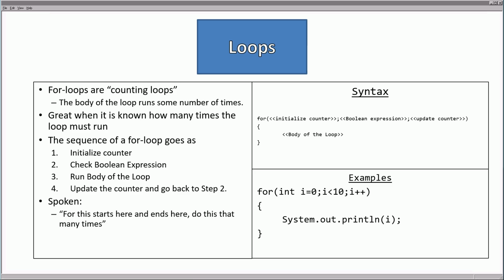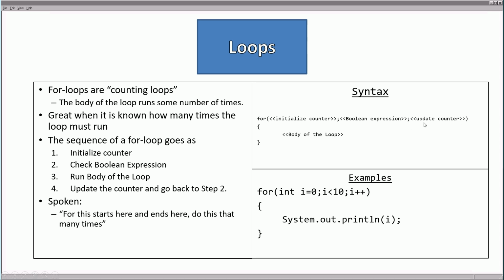Now, if you notice the syntax over here, it's a little more advanced than just having a Boolean expression in between the parentheses. You have this first section where you initialize a counter. For loops are counting loops, so we have to have a means to count. The Boolean expression is just like the while loop. So we start this counter here, and we keep running this until this is false.